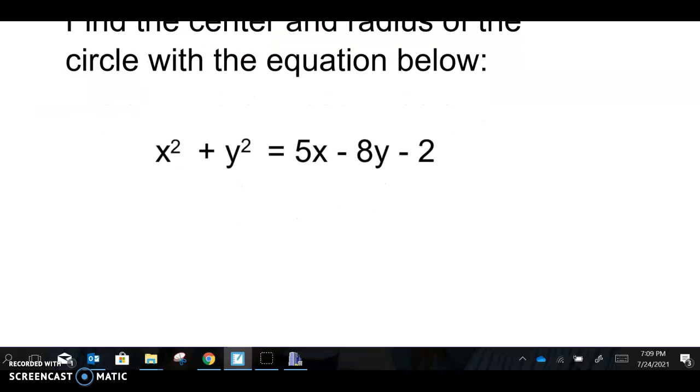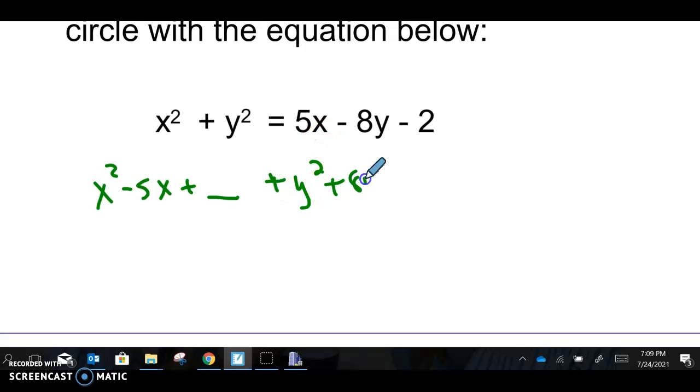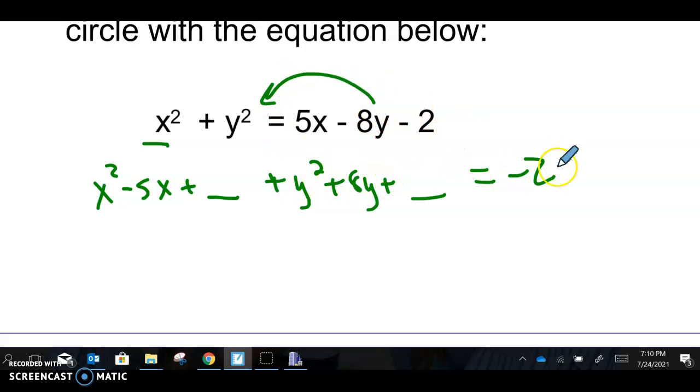To find the center and radius, you need to put it in the right form. So I have x squared minus 5x plus something, I'm not sure what, plus y squared plus 8y, plus something, I'm not sure what, equals -2. Remember the completing the square? Okay, so I got my x's together. I subtracted 5x over here. I got my y's together. I added 8y over with the y squared. And the -2 I just left here.